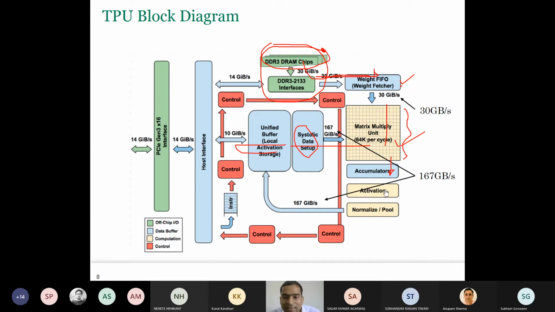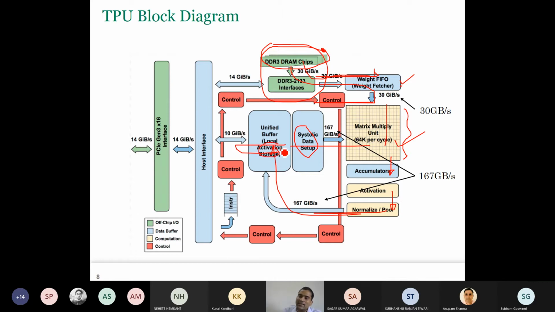And then you know that there are other layers also, like the ReLU layer, activation layer, pooling layer. So all those operations also happen. And now we get the output of the first layer. The output of the first layer will be stored here. That's called the unified buffer, local activation storage. And when the computation of the first layer finishes, then we will fetch the weights of the next layer. So the weights of the next layer will be multiplied with the inputs of this layer.